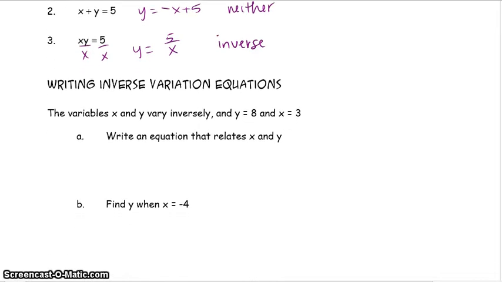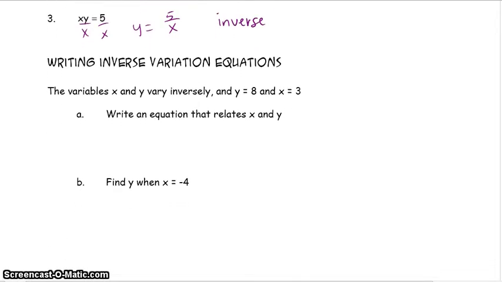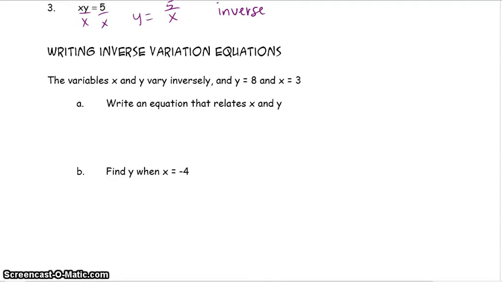Alright, so for writing inverse variation equations, the variables x and y vary inversely, and y equals 8 when x equals 3. It's telling us that it varies inversely, so we have to think about our inverse variation equation. Above, that is y equals k over x. Using this formula, all we have to do is plug in y equals 8 and x equals 3. So it'd give us 8 equals k over 3, because the only part we're missing is our k, and that's what makes each inverse or direct variation unique.